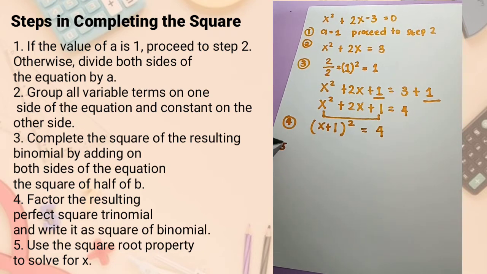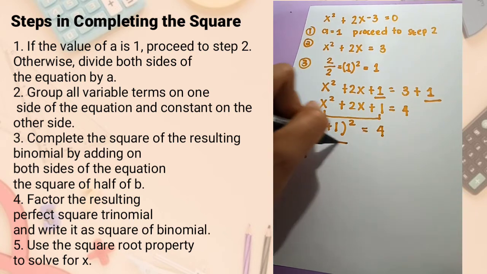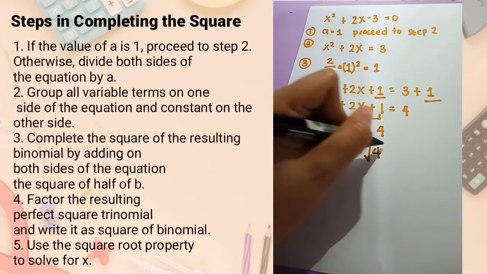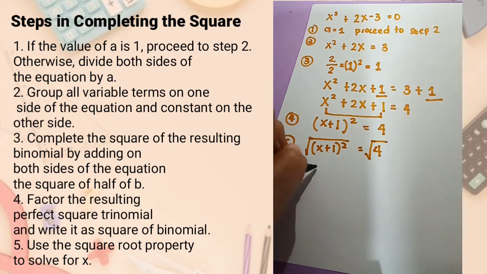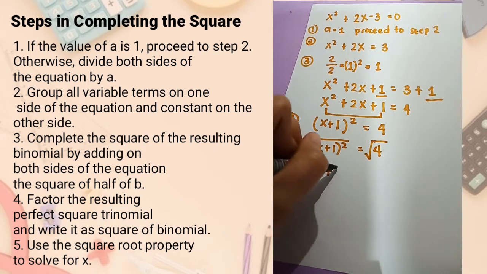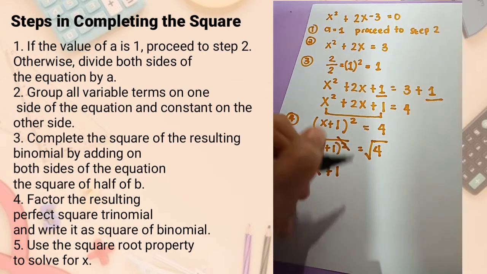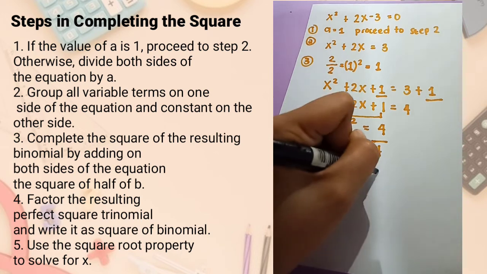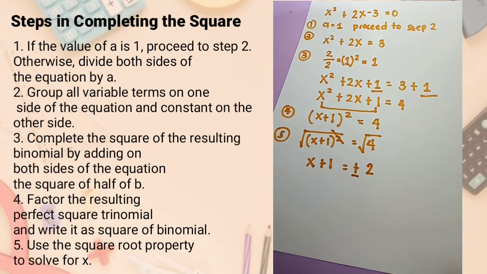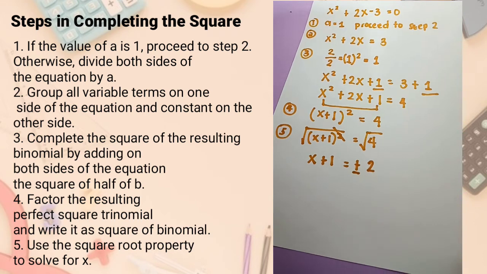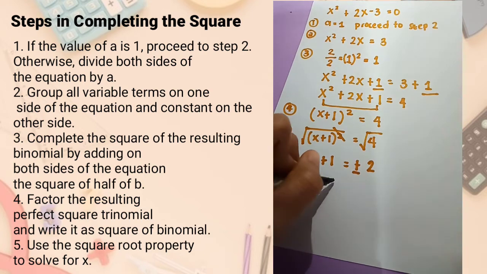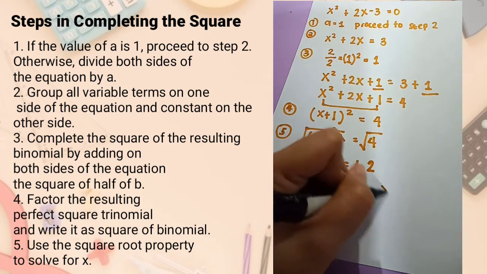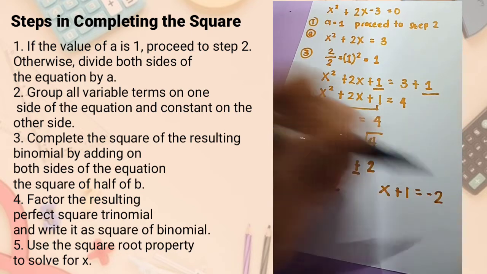Step 5. Kailangan na nating square root yung ating nakuhang square of binomial at yung 4. At isolve na natin siya. So, x plus 1, makakancel na yan, equals to positive 2 at negative 2. At pwede na natin siyang kuhanin ang roots niya. Kaya, x plus 1 equals to 2, positive 2, at x plus 1 equals to negative 2.